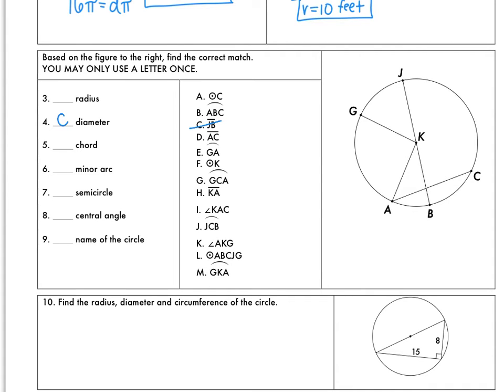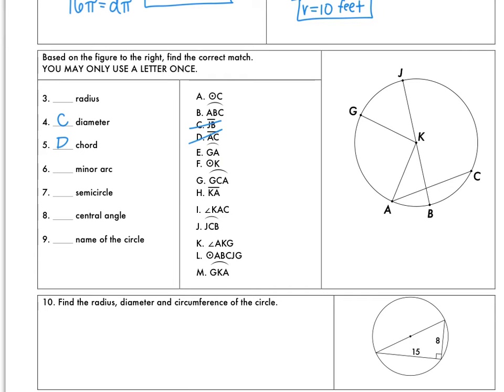A chord. There are lots of chords, but AC is a chord. Really, JB is a chord too, but it's also a diameter, so that's a more specific one. So AC is our chord. So line segment AC. Remember, chords and diameters and radii are segments.